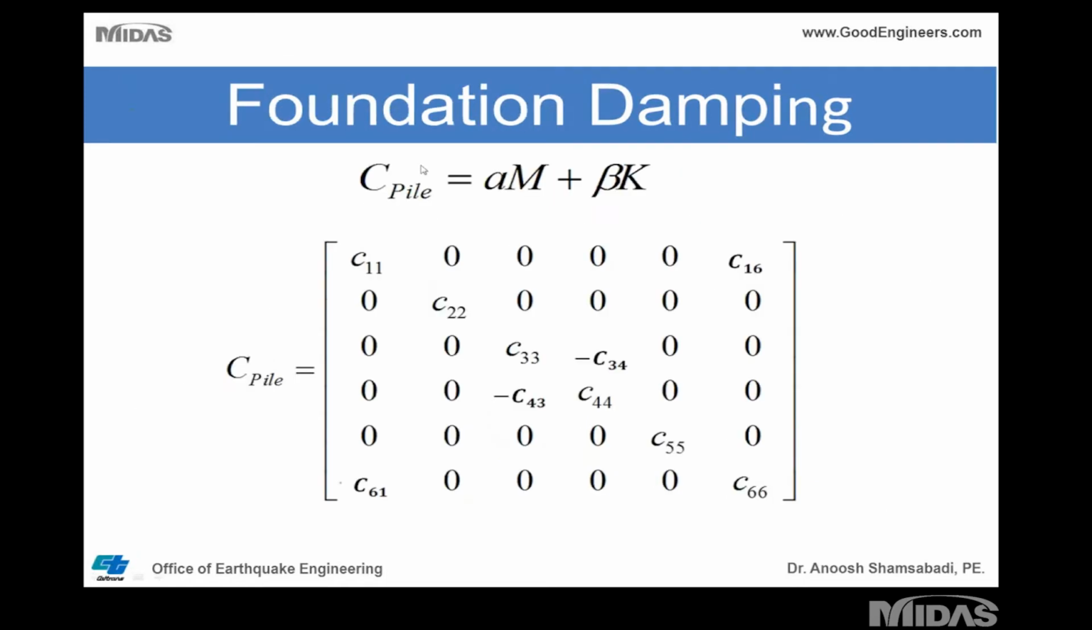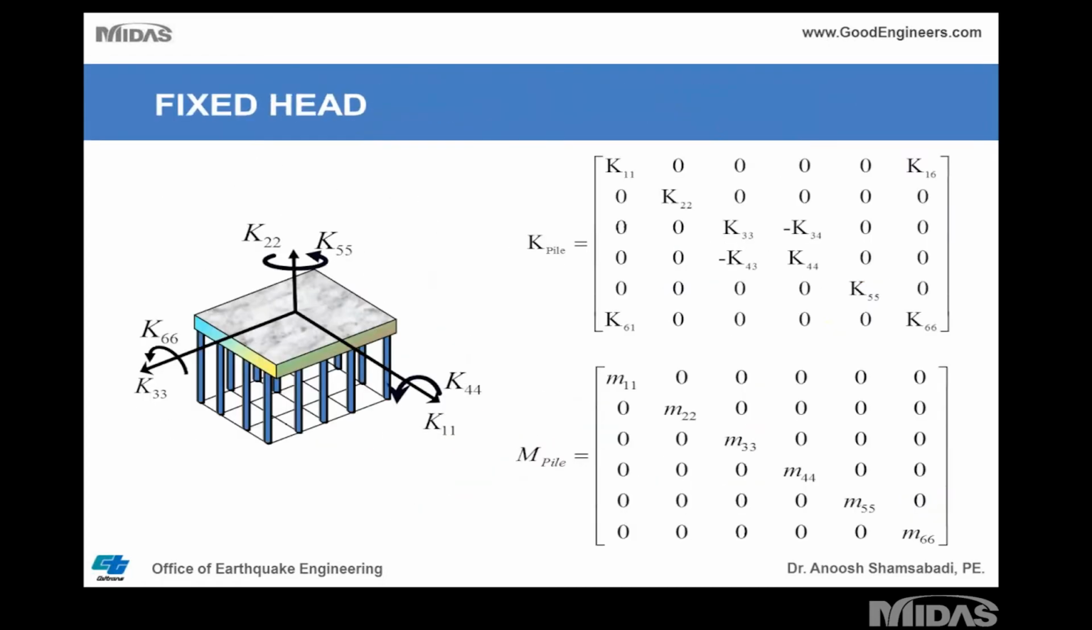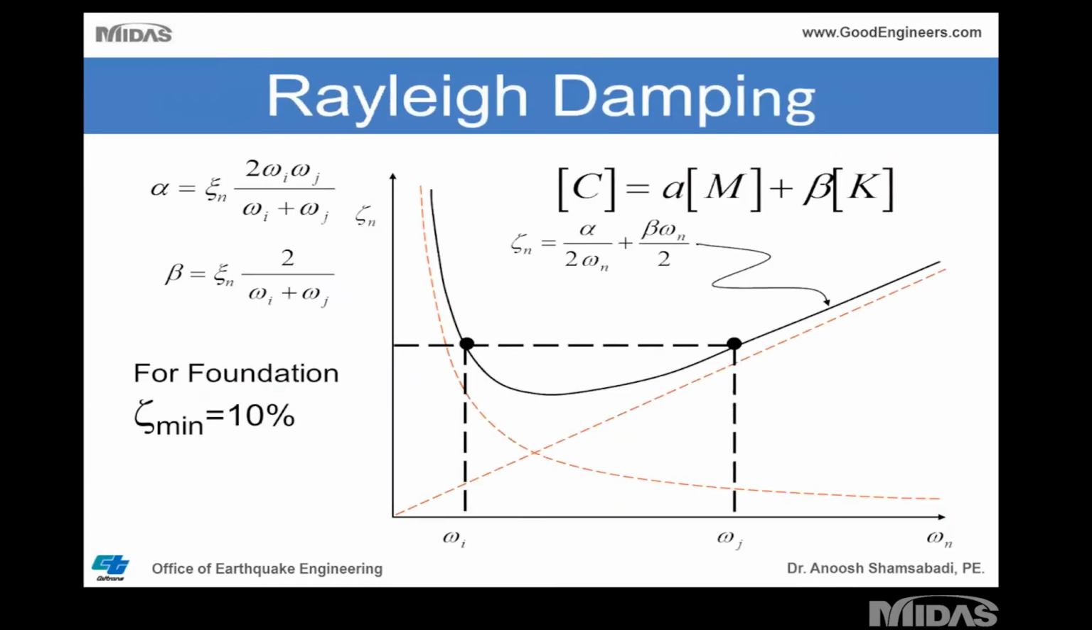So that's how you develop your damping matrix. You already have the mass matrix and the K matrix, and you use alpha beta Rayleigh damping to calculate the 6x6 damping matrix as well. So if you want to do a substructure model, you have to do all this: develop a 6x6 foundation stiffness matrix, damping matrix, and mass matrix.